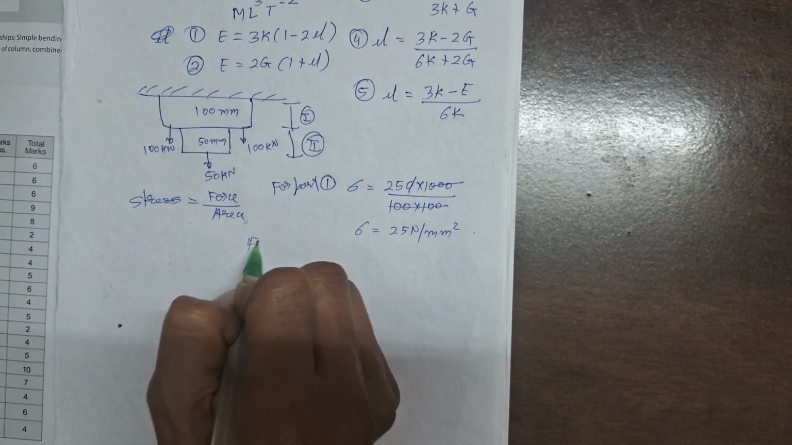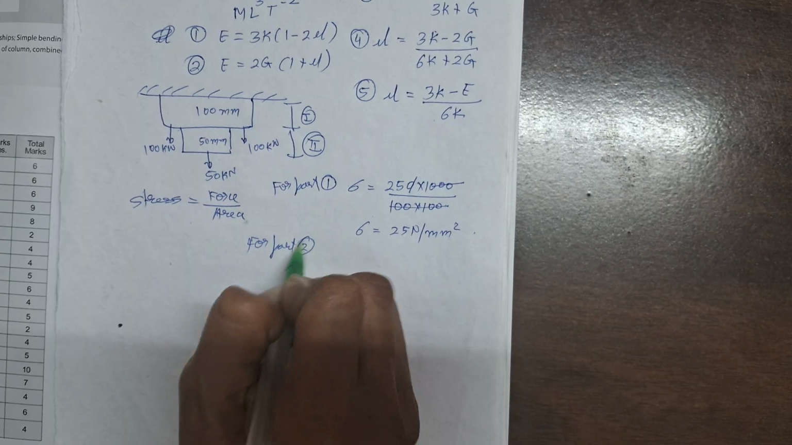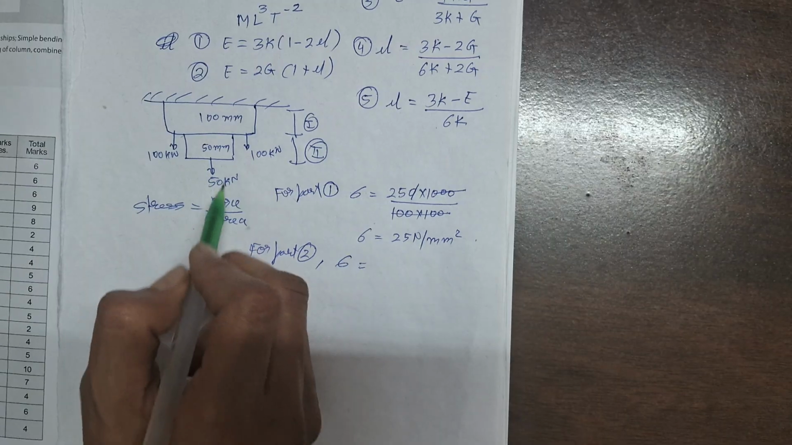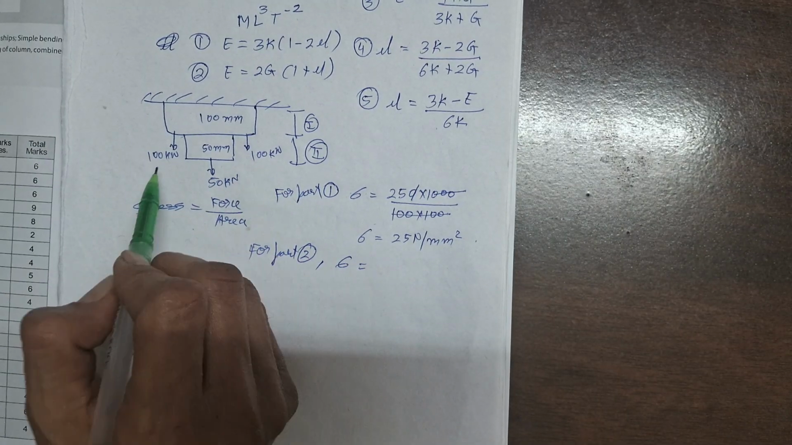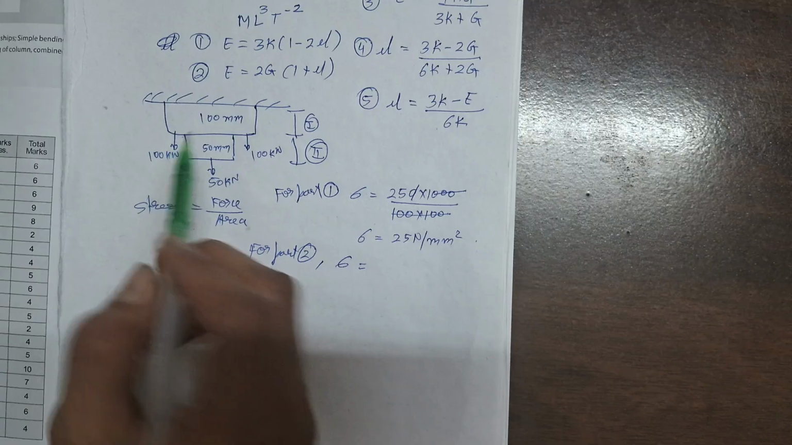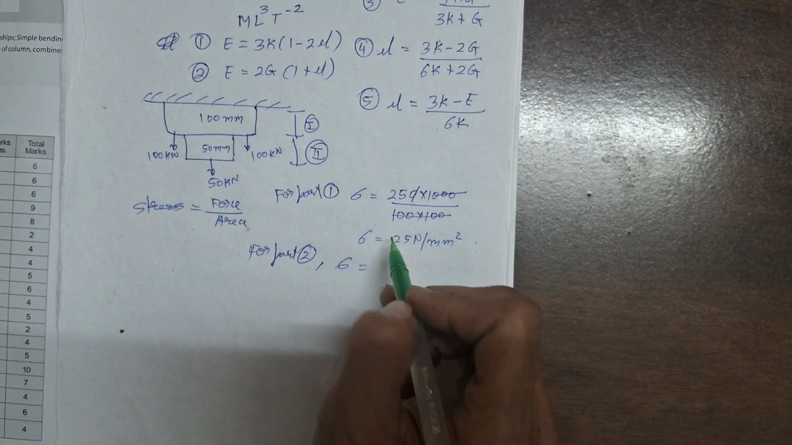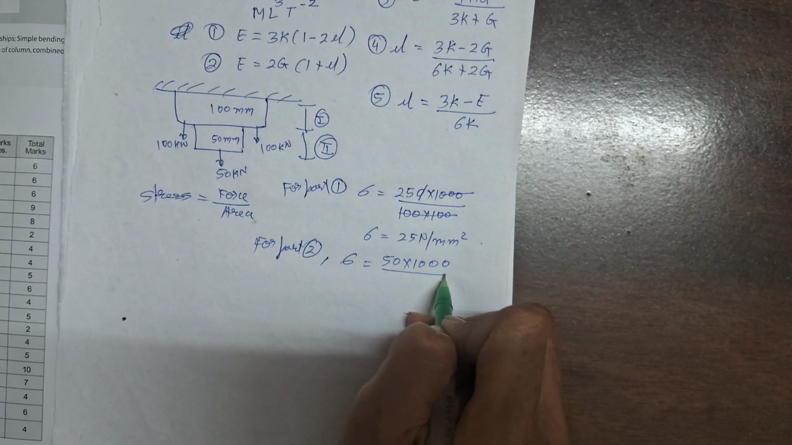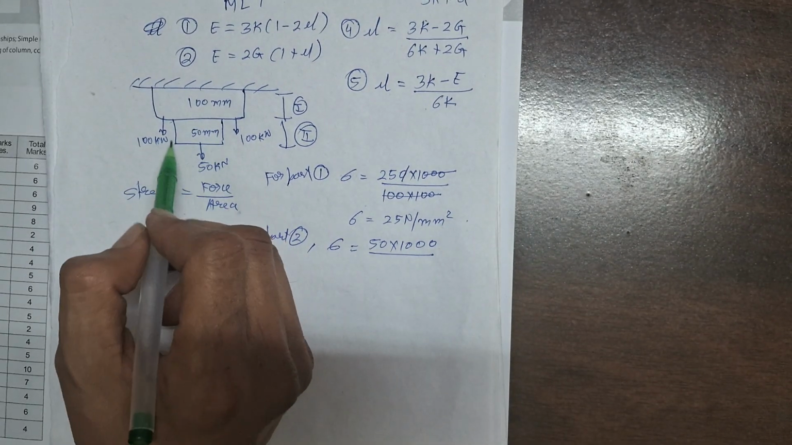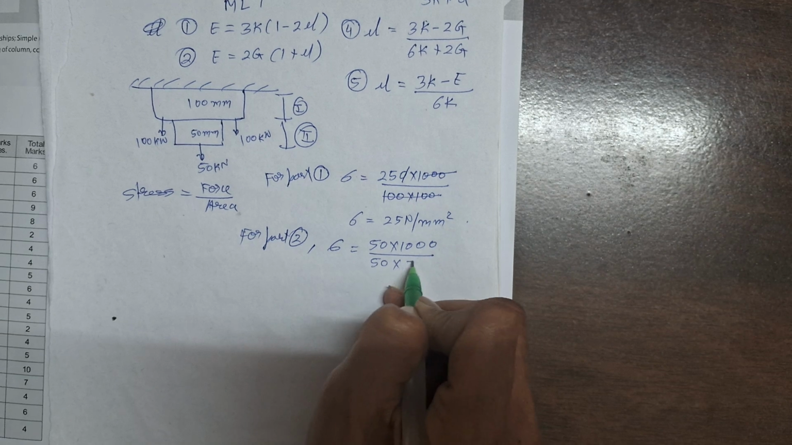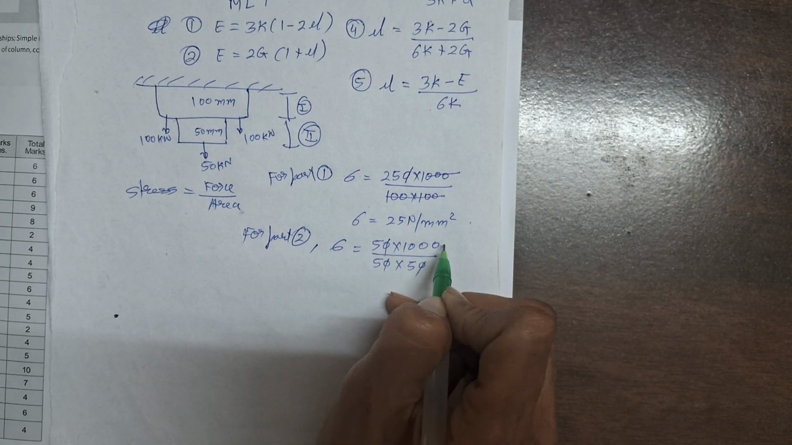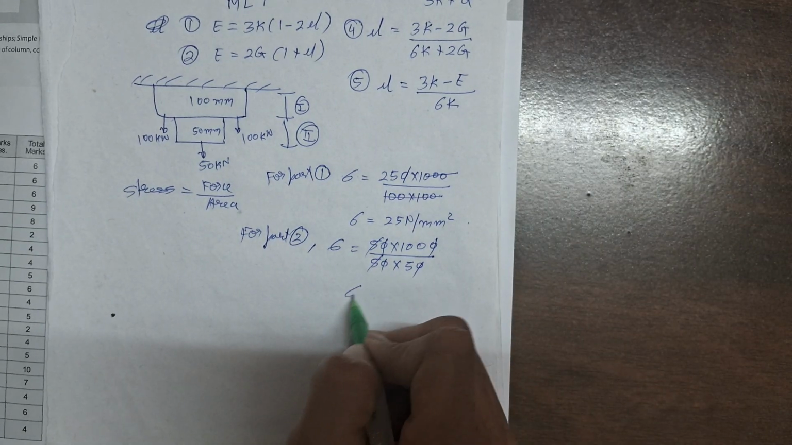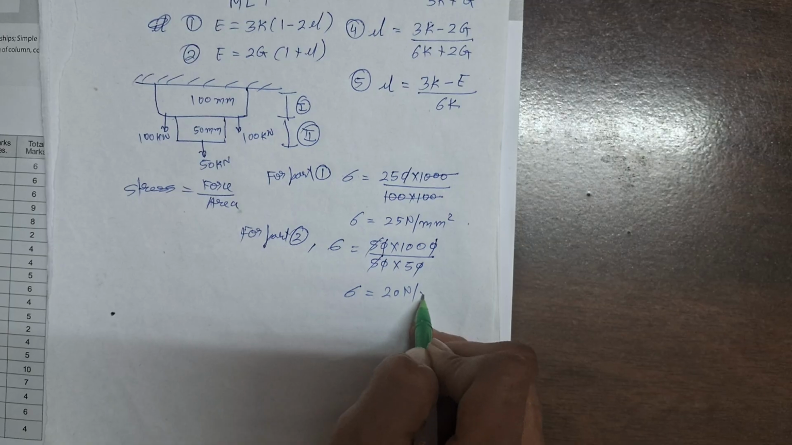Here you have to check for part 2 also, because whichever is greater, that will be the answer. So sigma for part 2: the total load here is only 50 kilonewton. You don't have to take 100 kilonewton because that is hanging on part 1. So 50 into 1000, because kilonewton is to be converted into Newton, divided by the cross section area, 50 into 50. So sigma here you will get 20 Newton per mm square.